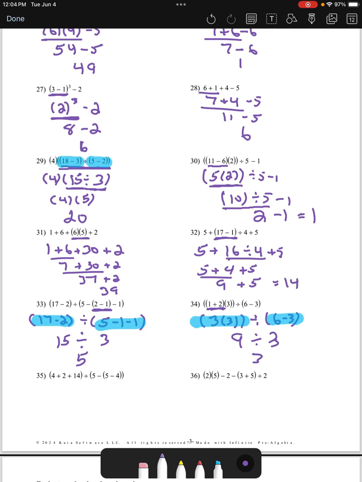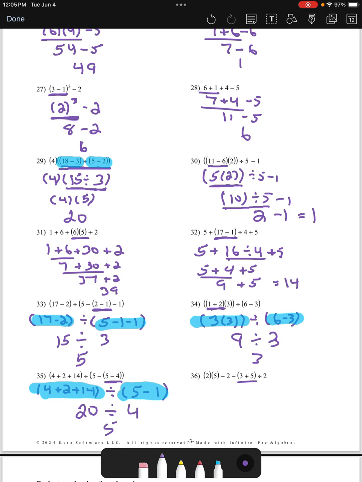In number 35, innermost parentheses first. So let's see, this is going to be 4 plus 2 plus 14 divided by 5 minus 1. 5 minus 4 simplifies to 1. And again, very similar. We have this group, we have this group, split by a division symbol. So if we keep that division symbol, we can simplify each side of it and then do the division. Again, 4 plus 2 is 6, 6 plus 14 is 20, 5 minus 1 is 4, 20 divided by 4 is 5.